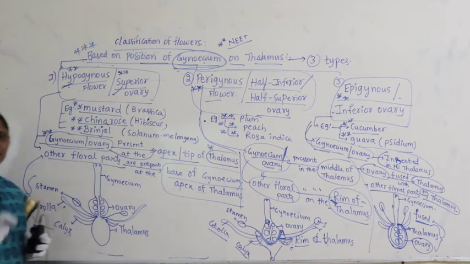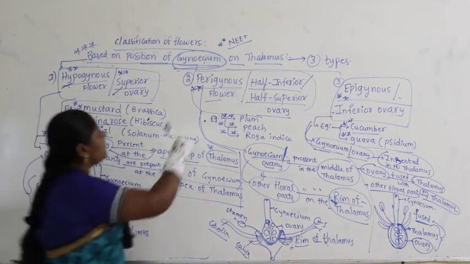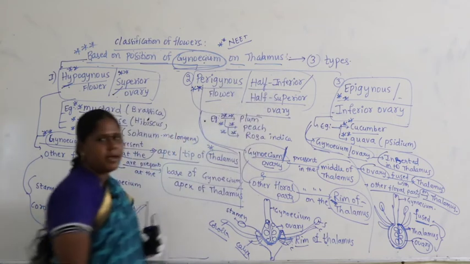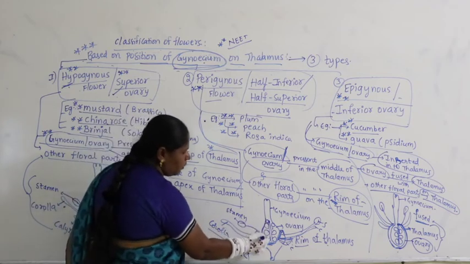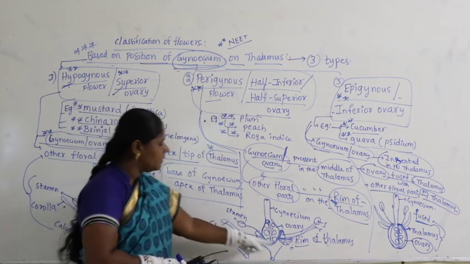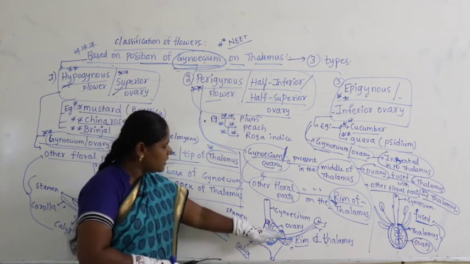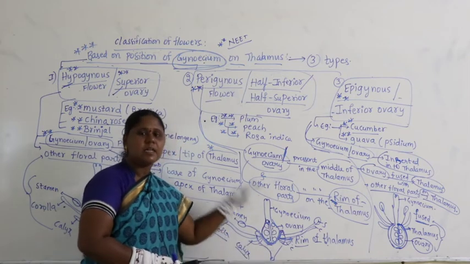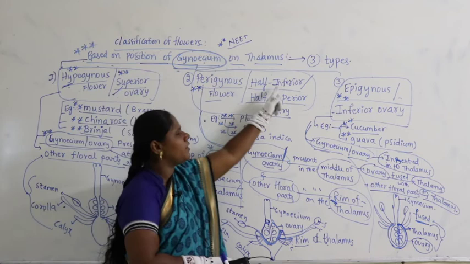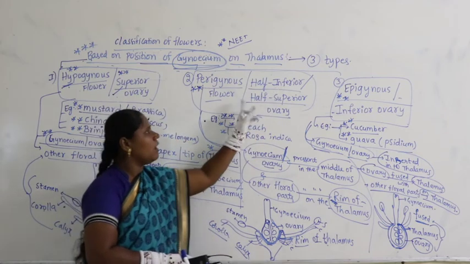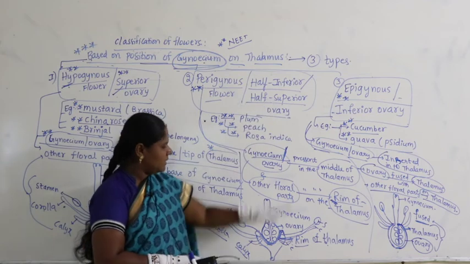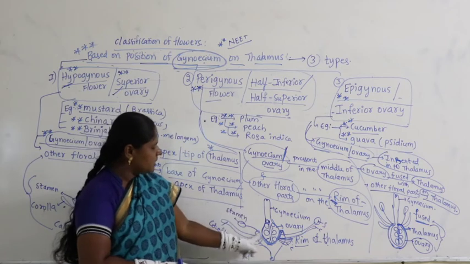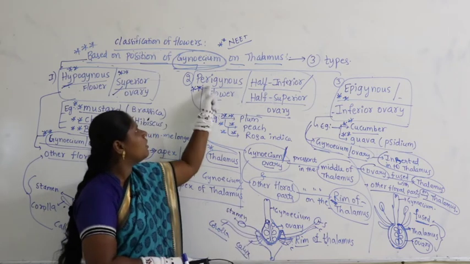You know that Solanum melongena is brinjal, right? Next is perigynous flower, also called half inferior or half superior ovary. Why? If you look at the position of the ovary, the gynoecium is inserted in the middle of the thalamus. Half of the ovary is on the outer side, half is inserted into the thalamus. That's why you can call this a half inferior ovary, or a half superior ovary. Half superior means half is on the outer side, half inferior means half is on the inner side, and as it is present in the middle of the thalamus, it's called perigynous.